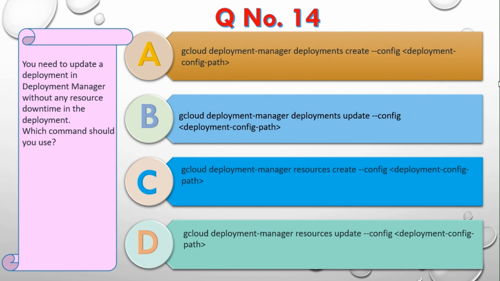Question number 14. You need to update a deployment in Deployment Manager without any resource downtime in the deployment. Which command should you use? Option A, gcloud deployment-manager deployments create --config deployment-config-path. Option B, gcloud deployment-manager deployments update --config deployment-config-path. C. gcloud deployment-manager resources create --config deployment-config-path. D. gcloud deployment-manager resources update --config deployment-config-path. B is the correct answer.